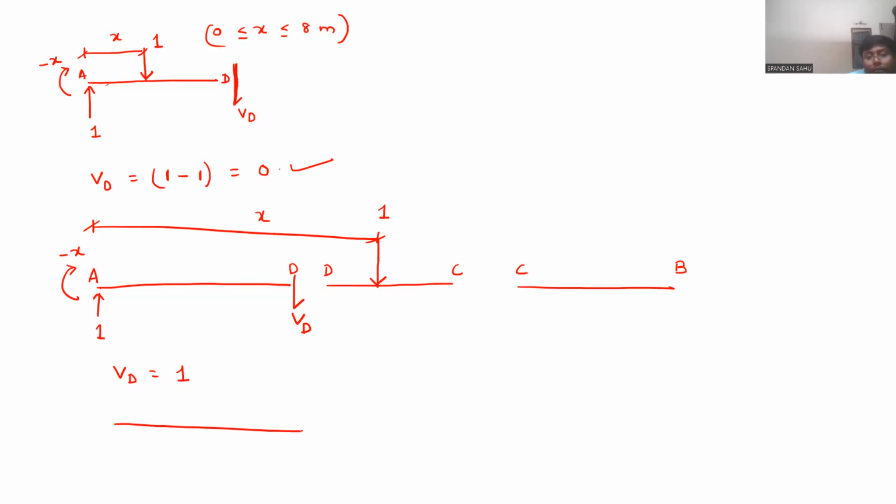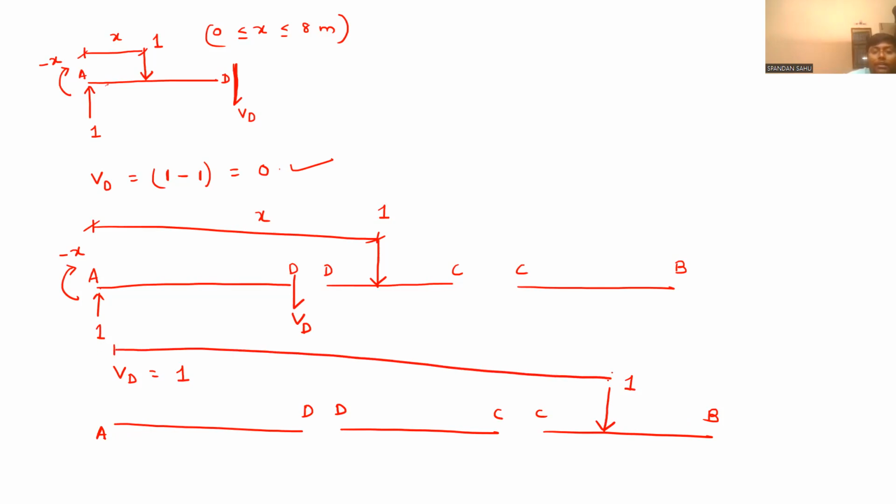Now, this is A, this is D, this is D, E, this is C, and B. Now your unit load has shifted to the last span. And from here, the distance is the same, X. Now tell me, what is this reaction? Is this 1 or some other value? Tell me, what will be this reaction, I mean the value of this reaction force.